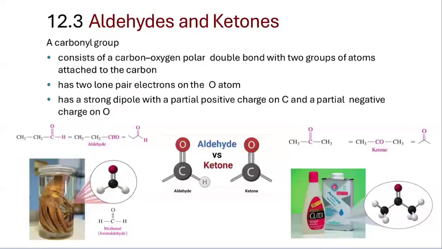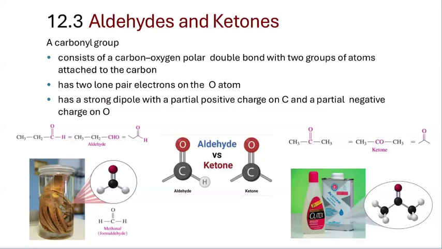In this video, we're going to focus on aldehydes and ketones. As we learned in the previous chapter, these functional groups are characterized by the presence of a carbon double bonded with oxygen. That carbon double bonded with oxygen is known as a carbonyl group.